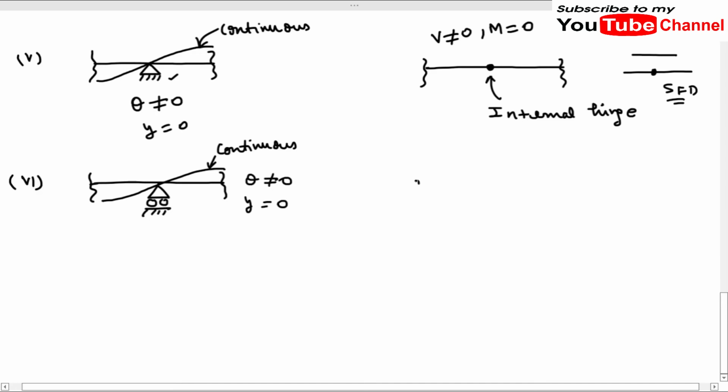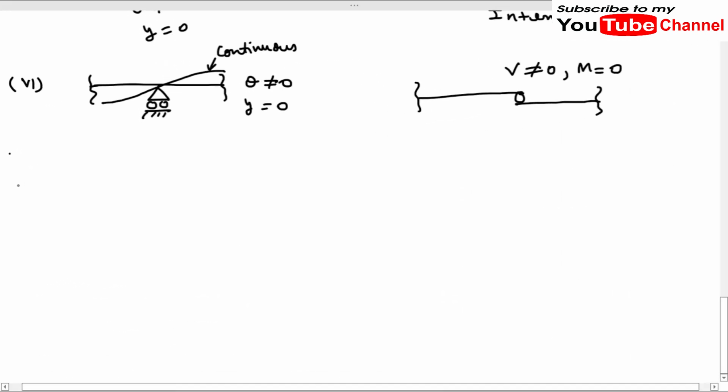So how are we going to convert this? We will just change this support condition like this. There is a roller in between these two beams. So in the conjugate beam, the slope's shear force will not be zero, but the moment will be zero, and the continuity will be there in the SFD.